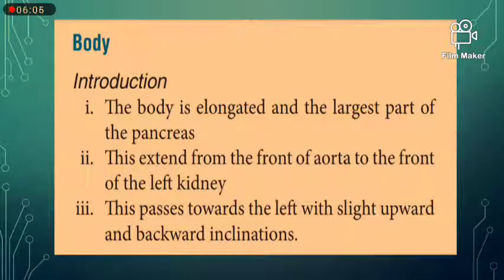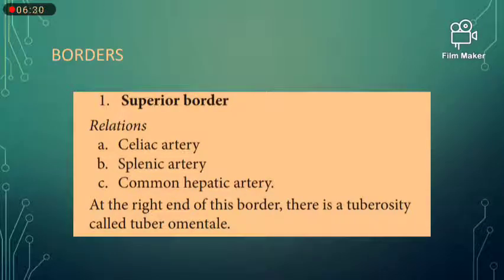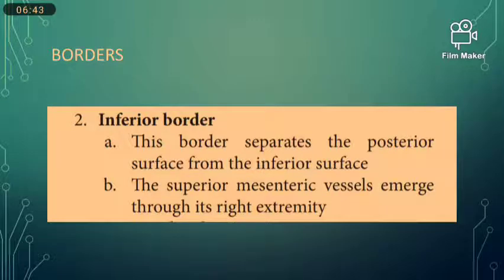Coming to the body: it is the elongated and largest part of the pancreas. It extends from the front of the aorta to the front of the left kidney. It passes towards the left with a slight upward and backward inclination. Shape: it is prism shaped. Borders: the superior border is related to the celiac artery, splenic artery and common hepatic artery. At the right end of this border there is a tuberosity called the tuber omentale.